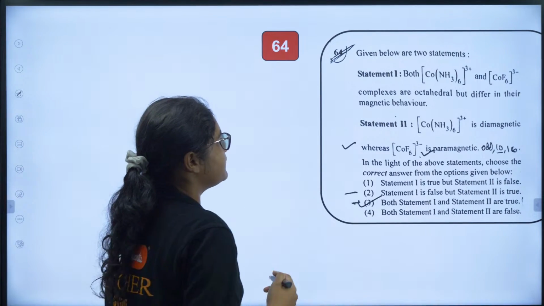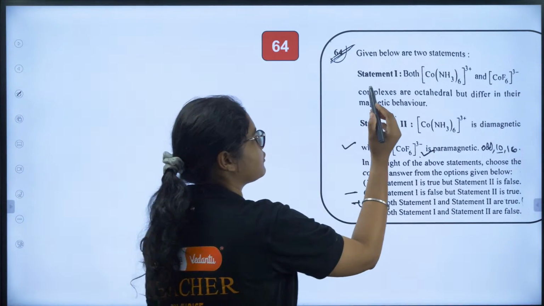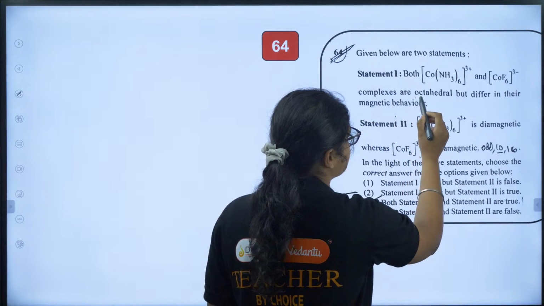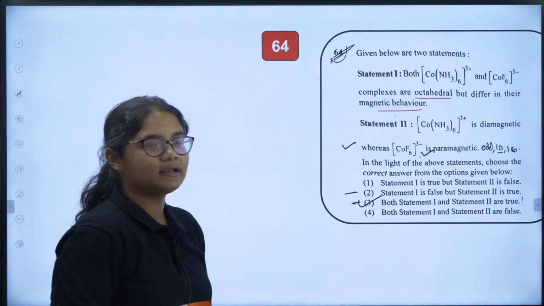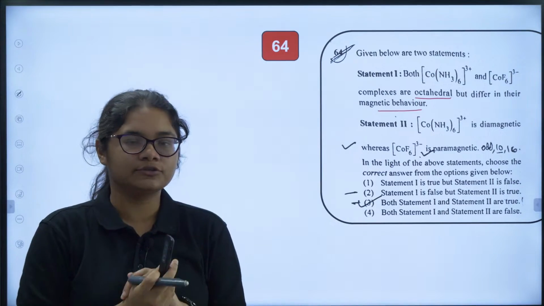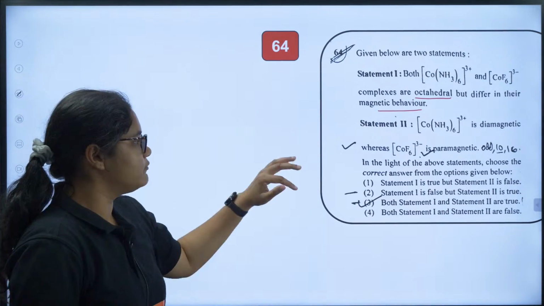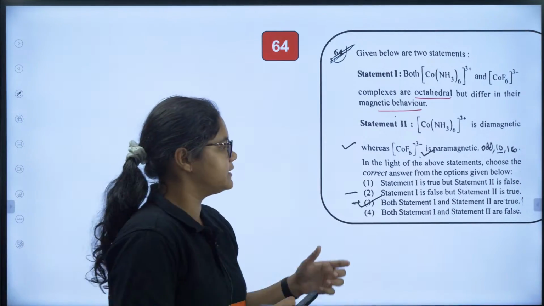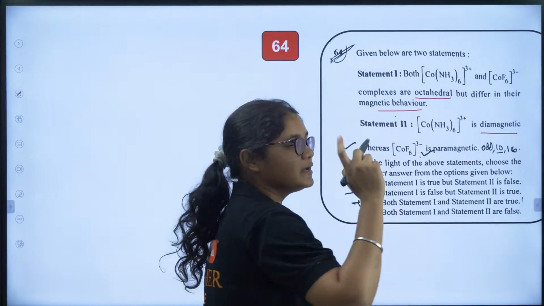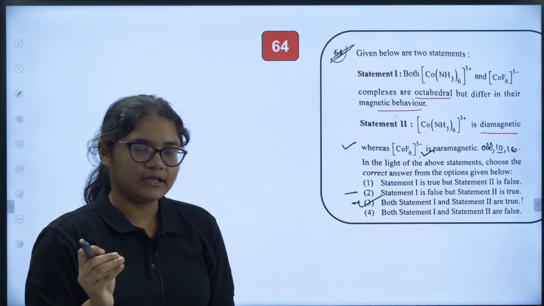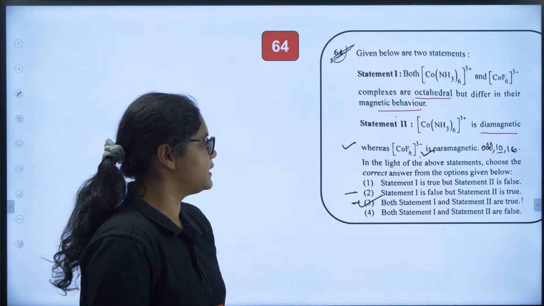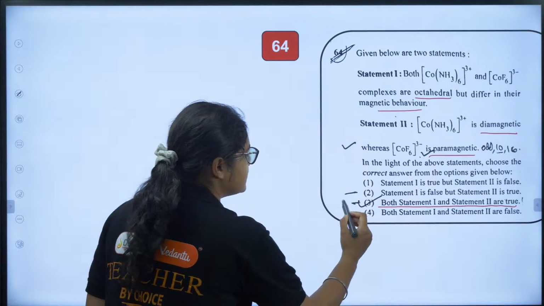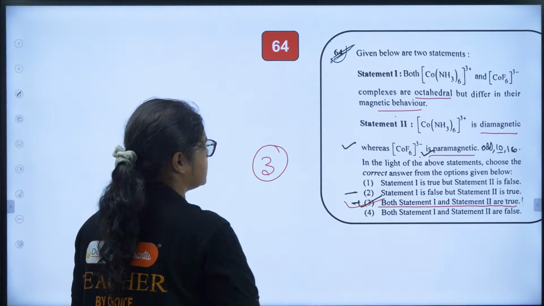Next, a statement based question from coordination chemistry. Both [Co(NH3)6]3+ and [CoF6]3- are octahedral but differ in their magnetic behavior. Yes, the coordination number is 6, so the geometry will definitely be octahedral. Now if you see magnetic behavior, NH3 is a strong field ligand, pairing of electrons will take place, so that will be diamagnetic, whereas in F6, fluorine is a weak field ligand, pairing will not take place, so we will get unpaired electrons, that is why it is paramagnetic. So both statements 1 and 2 are correct. So the correct answer for this question is option number 3.